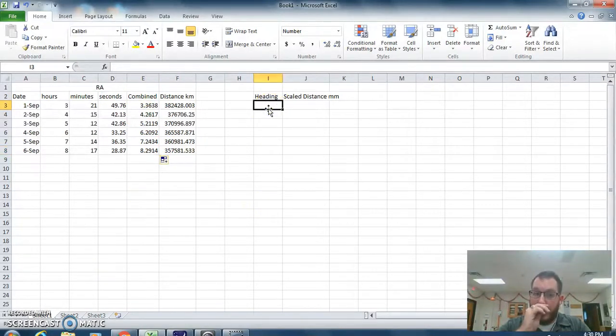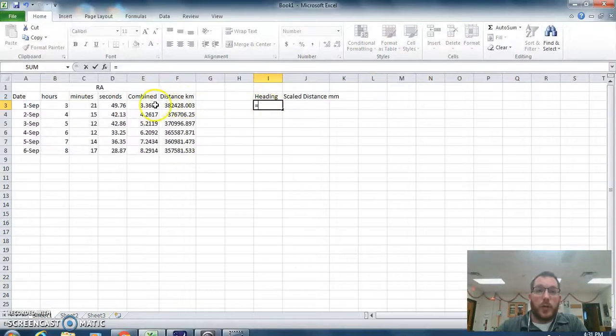Okay, the next thing is the heading. The heading is going to tell us how we need to plot it on the polar axis. If you read through the lab, the heading is taking your decimal right ascension and multiplying it by 15 degrees per hour. So we'll set equals, again, to start an equation. We're going to come over here and click on the decimal right ascension, and then all we have to do is multiply that by 15 degrees and hit enter.